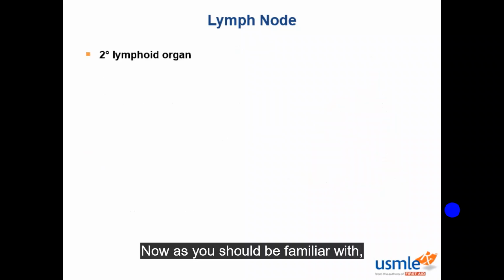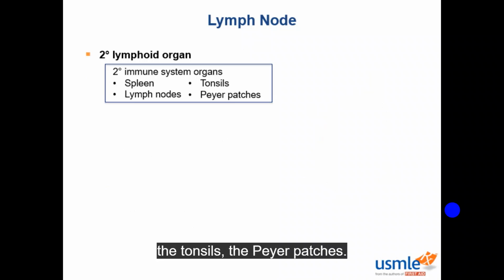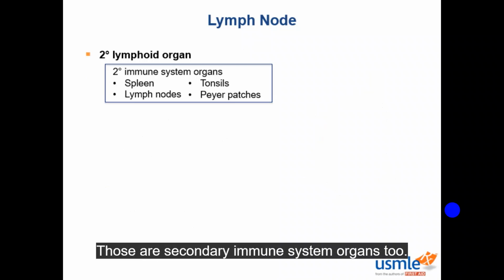Now, as you should be familiar with, the lymph node is one of our secondary immune system organs. What are some of our other secondary lymphoid organs? Yep, you're right if you said the spleen, the tonsils, the Peyer's patches, those are secondary immune system organs too. They all allow immune cells to interact with antigen.